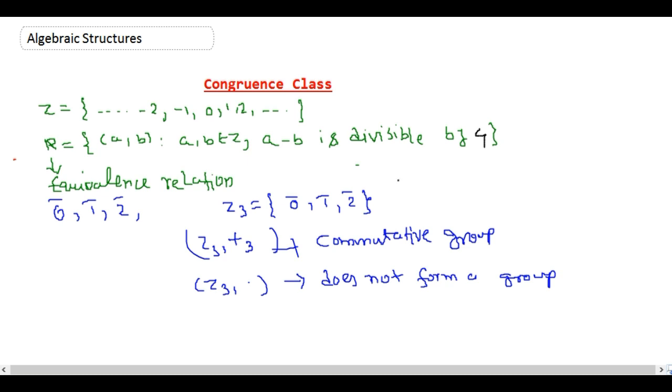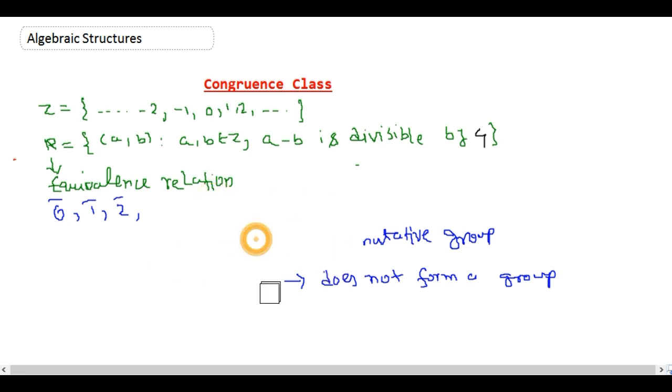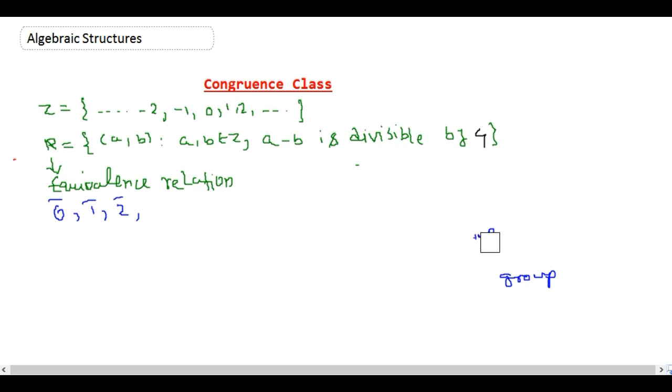Pause the video and think about it. Okay, come back. If you think about it, you can also check that we get the equivalence classes. There are several equivalence classes, but only 4 distinct equivalence classes, which are 0 bar, 1 bar, 2 bar, and also here we get 3 bar.